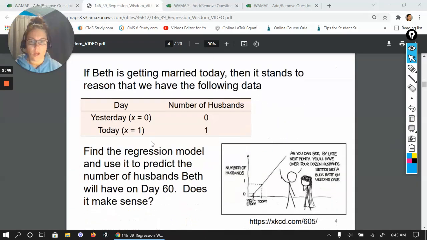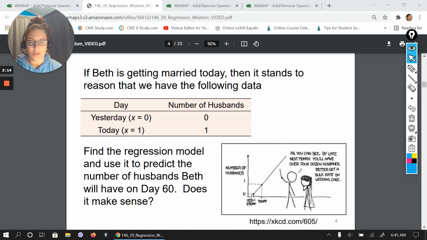Here's example 1. If Beth is getting married today, then it stands to reason that we have the following data. Yesterday, she had 0 husbands. Today, she has 1 husband. Find the regression model and use it to predict the number of husbands Beth will have on day 60. Does it make sense? So here's the model, right?